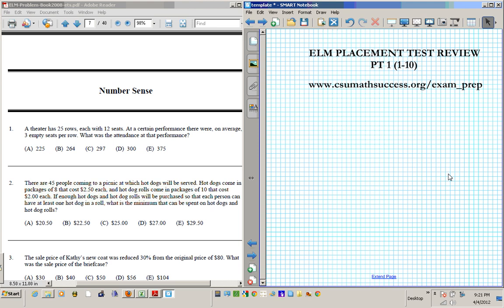I'm going to be going over questions 1 to 10 on the practice document. There are about 110 questions. If you want to get access to this document, all you have to do is go to www.csumathsuccess.org/exam_prep, and then you look for the free ELM questions.